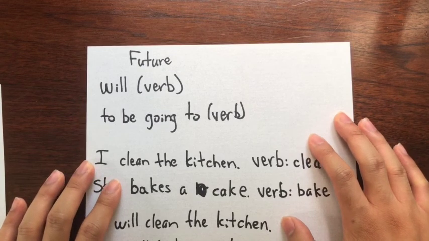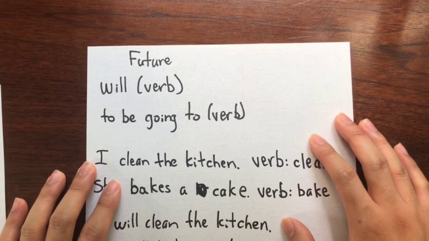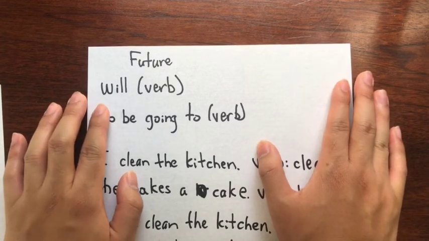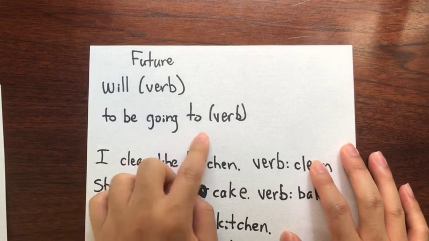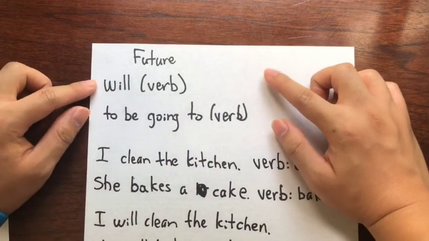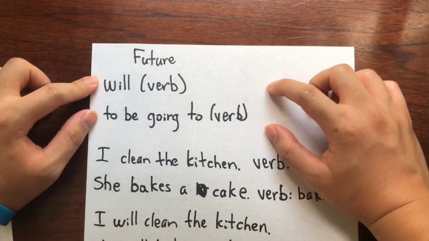Let's review future. When we talk in the future, there are two ways we can use it. We can use will verb, or we can use to be going to verb. These two ways of talking are the same in the future.